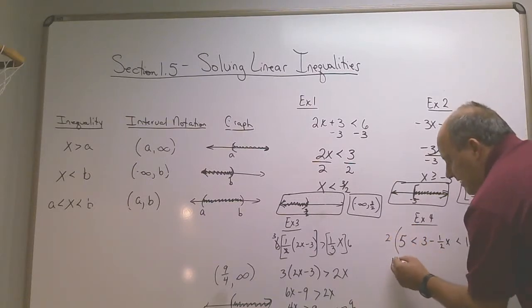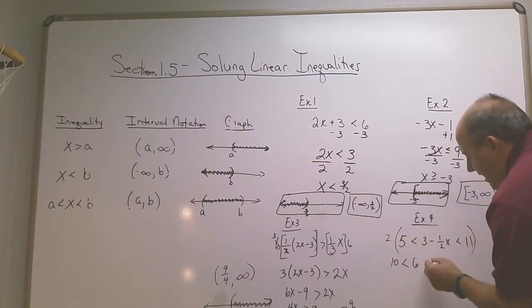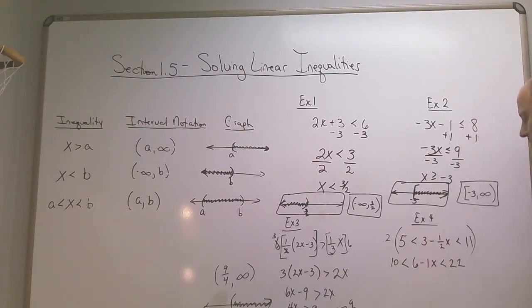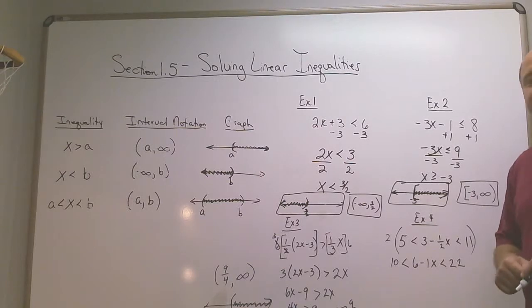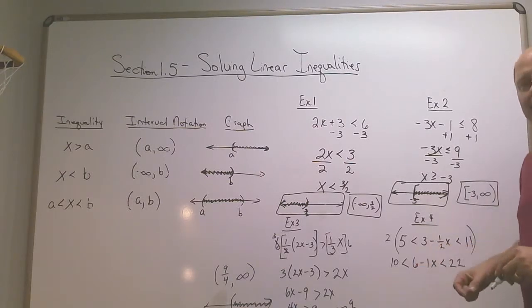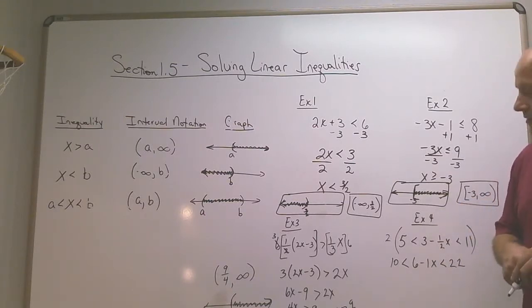2 times 5 is 10, less than. 2 times 3 is 6. 2 times 1/2 is 1, so it's negative 1x. And then 2 times 11 is 22. So I multiplied straight across the board with 2. And all that serves the purpose of is getting rid of the 1/2. That's the reason I decided to do that. If it wasn't for the fraction of 1/2, I would probably just start moving numbers to the other side, trying to isolate the x, and that's what I'm going to do now.